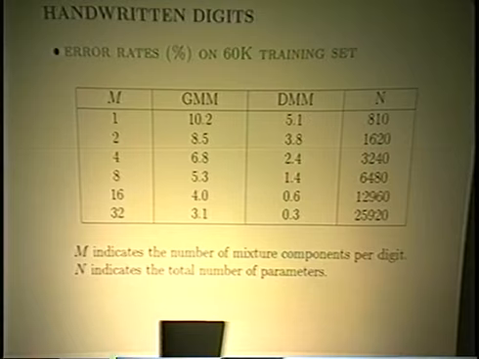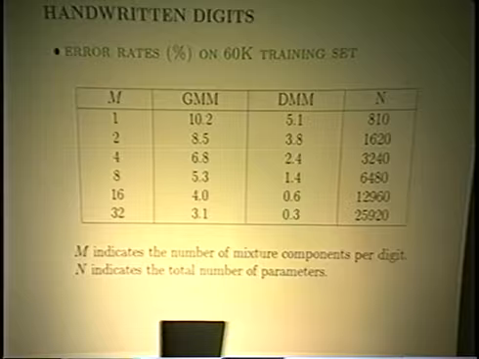Wait, so does the bottom row mean that you're getting 1/10 the error when you have 32 mixture components? On the training data. Oh, okay. Training data. I'm going to show test data later.